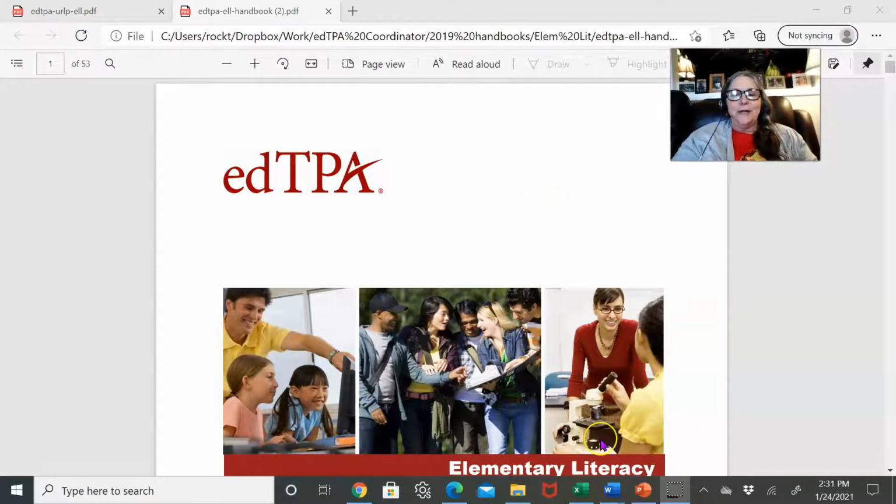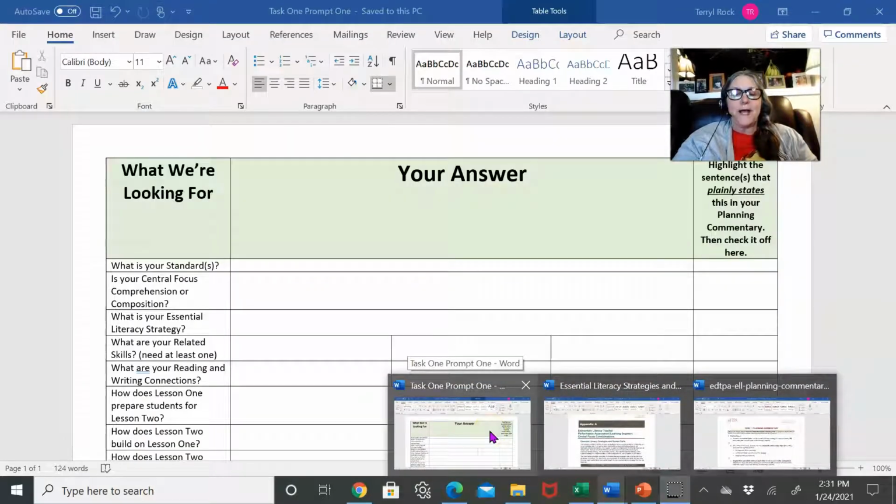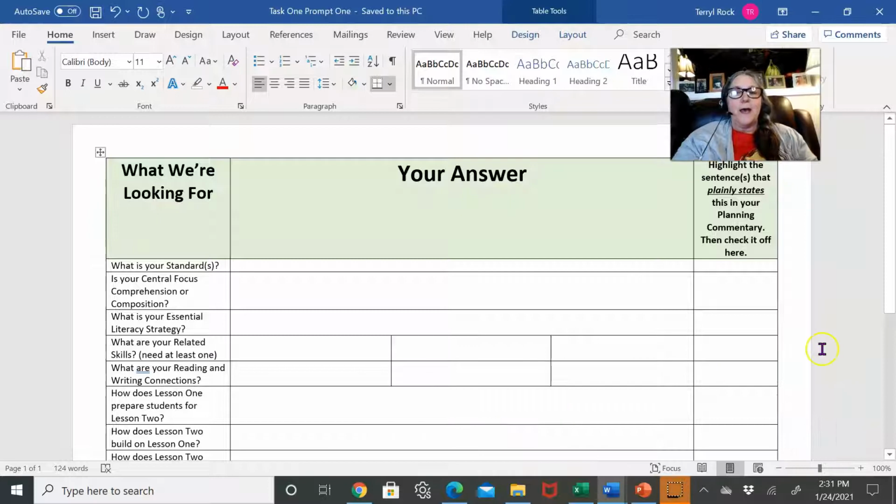So let's take a look and see what we have to have in our Task 1, Prompt 1. These are some things that you're looking for. First of all, make sure that you have stated your standard, your central focus, your essential literacy strategy, your related skills, and your reading and writing connection. Let's talk about real quickly where you find those things.